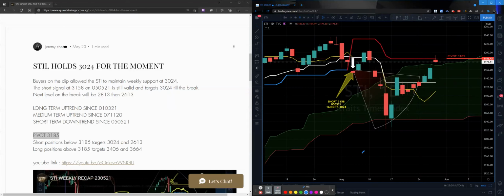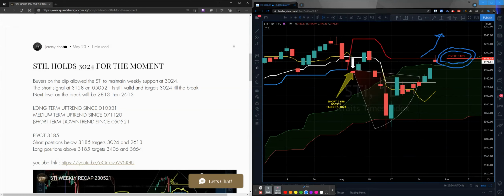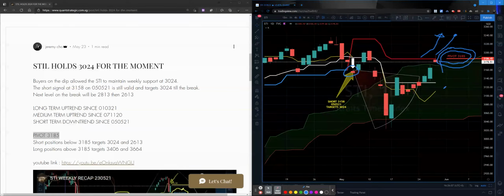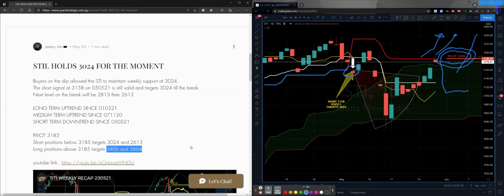So if you read my blog on the left, whenever I say pivot, it means this pivot on the super trend line, which is 3185. If this is broken, then we have an uptrend forming on the daily chart, which is the short-term trend. So this short-term trend is a downtrend since the 5th of May because of this particular signal here. And the pivot point of 3185, if you break this 3185 to the upside, then you get a super trend long signal. And then your targets would be at 3406 and 3664 on the monthly charts.